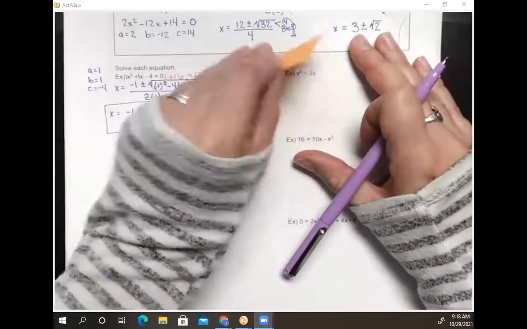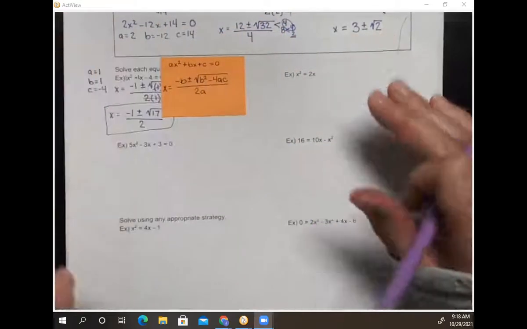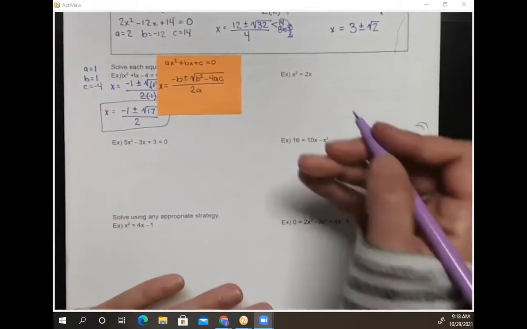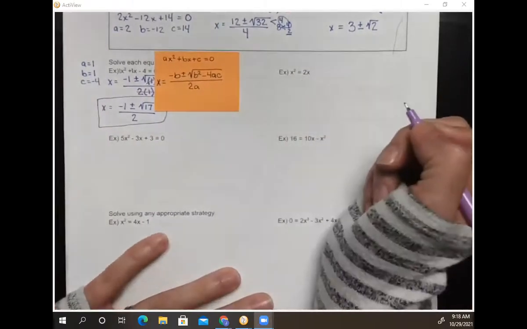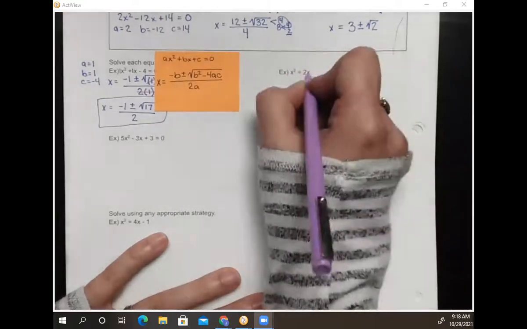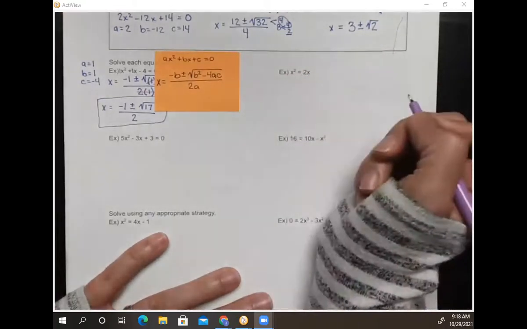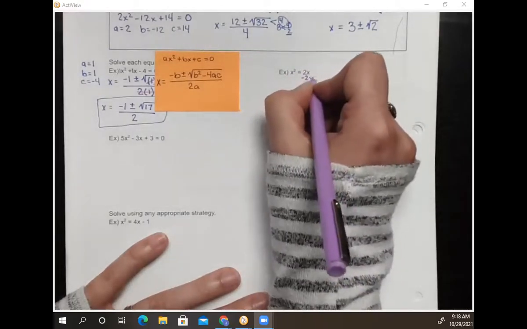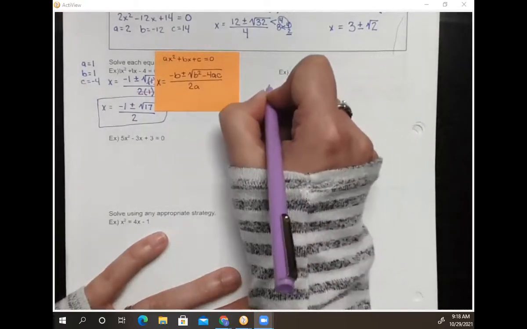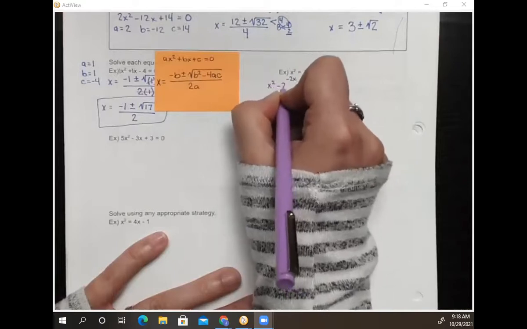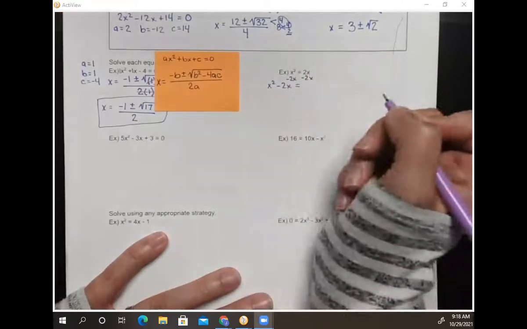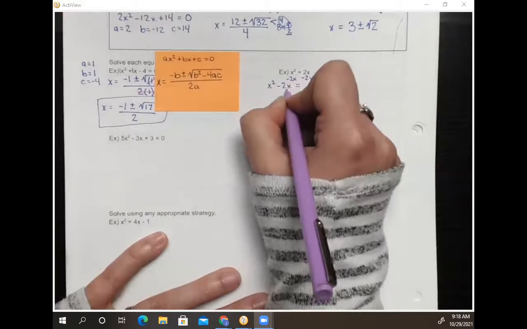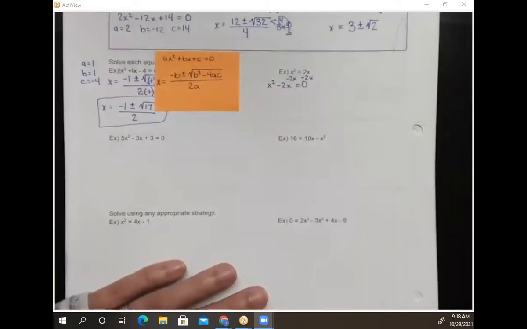Let's take a look at another one. Move my little quadratic formula over here. I do not have standard form this time. I've got some rearranging to do. So I need to move the x squared and the x terms together. I'm going to go ahead and move this over to the x squared side. I like when x squared is positive. That's just my particular preference. So I have x squared minus 2x equals 0.